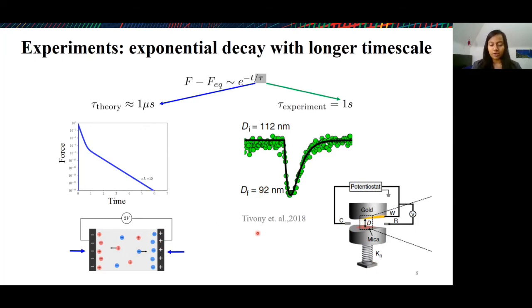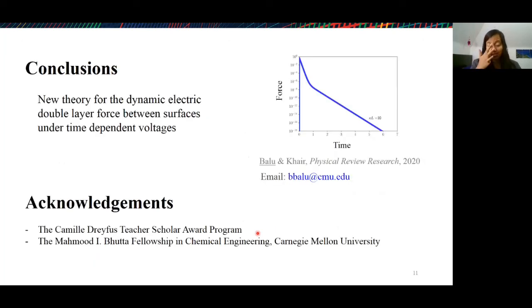But this is still a good first step towards figuring out the dynamics of the surface force in electrolyte. Just to conclude, we developed a new theory for the dynamic electrical double layer force between charged surfaces in electrolyte under time-dependent voltages.